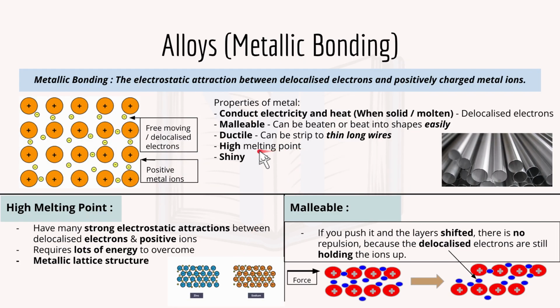So we'll look into metallic bonding. Metallic bonding is an electrostatic attraction between delocalized electrons and the positively charged metal ions. Here's a diagram, and the properties of metals. They have a high melting point because of these points, and they are malleable because of these points.